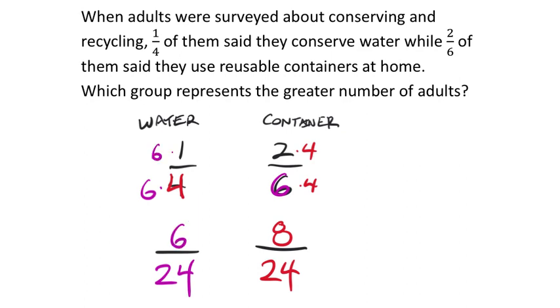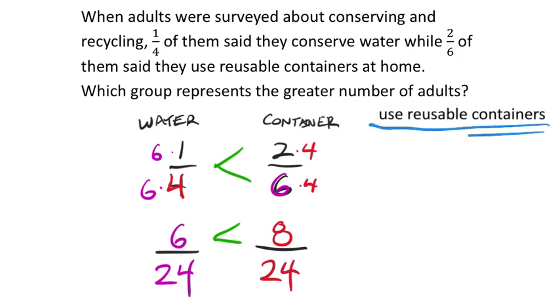So that's 6/24. I know that 8 is bigger than 6, which means that the original fraction 1/4 is less than 2/6. And that's it. Also, which group represents the greater number of adults? That would be the ones that use reusable containers.